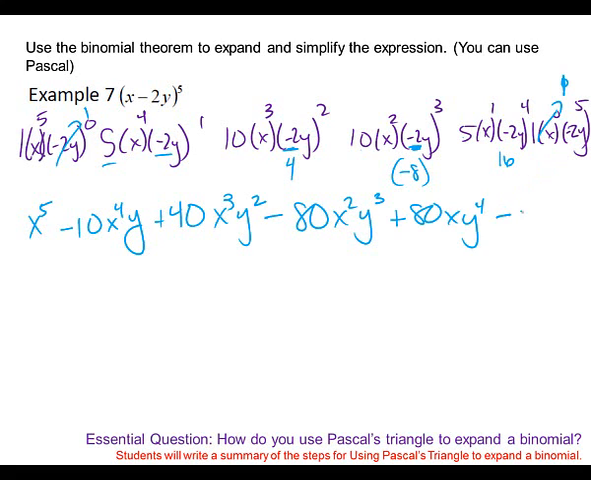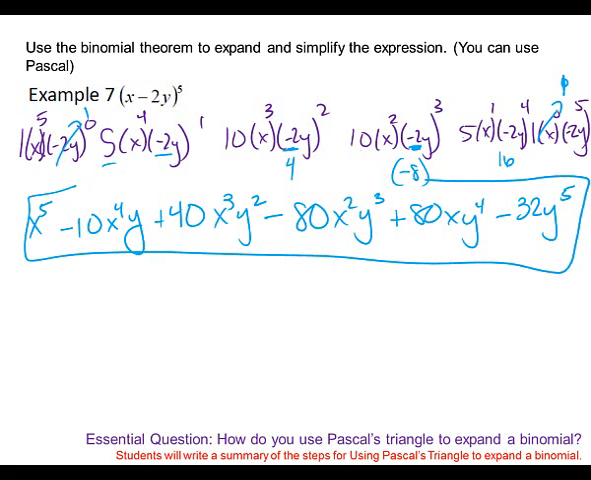What's negative 2 to the 5th? Nope. Negative 32y to the 5th. Remember, it's 2 times itself 5 times. Okay? All right, we okay with that one? All right, we've only got one more. Short day, right? Easy day.